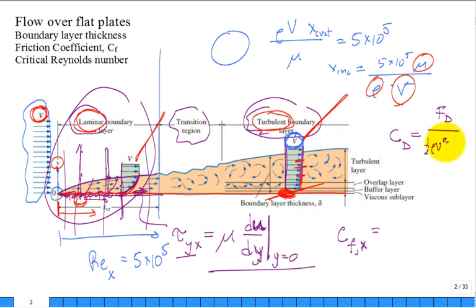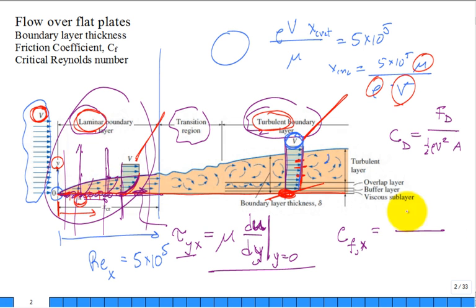1/2 rho v squared. That's our characteristic dynamic pressure. Fast things have high dynamic pressure. And then we need an area because that's a pressure, so a force per unit area, and that's the projected area. That's the normal silhouette area, something like that, right? That's our C sub D.